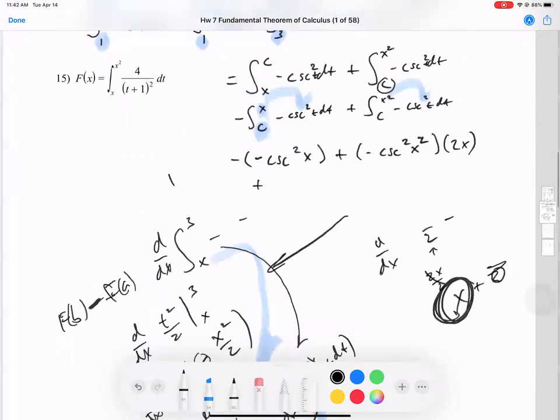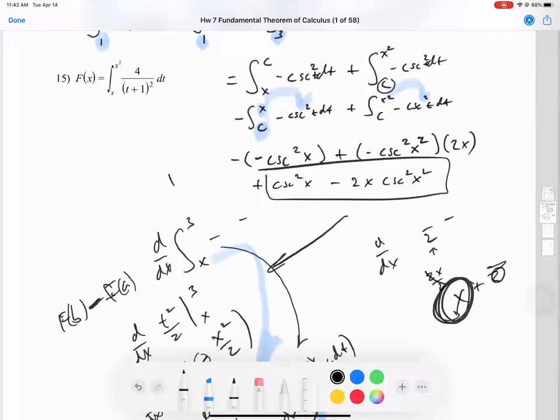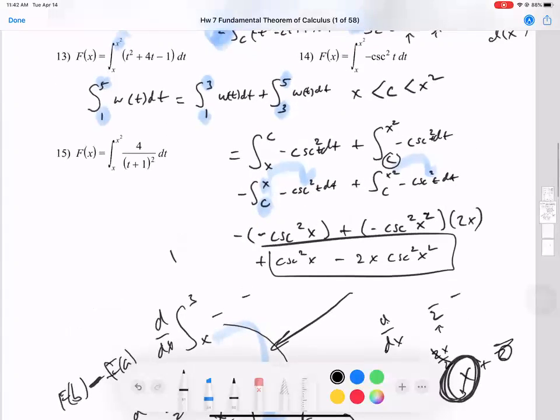And then this one's plus cosecant squared x minus 2x cosecant squared x squared. So if we're looking at the fundamental theorem of calculus, the whole point is that if I'm taking a derivative of the integral, they essentially should cancel each other out. And how does that work out? You just take the variable and you plug it in. If the derivative of that variable isn't 1, you have to show that the chain rule is applied.